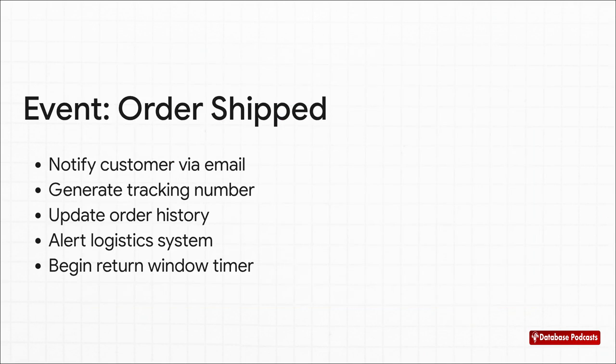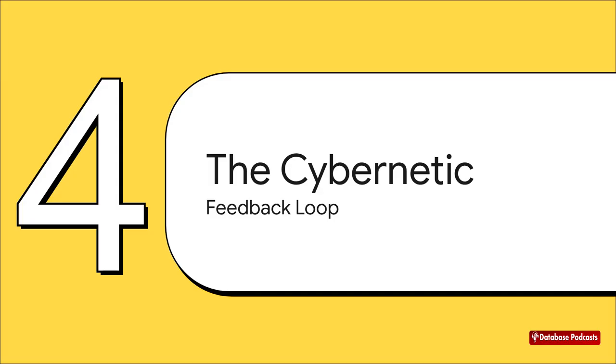And this is where the real magic happens. That one single order-shipped event can trigger a whole cascade of different processes, all at the same time. The notification system immediately fires off an email. The logistics system gets the tracking data. Your customer account page gets updated. All of this is a beautifully coordinated, automated ballet, all set in motion by just one little change in the data's state.